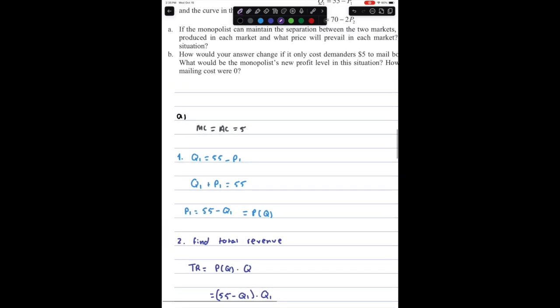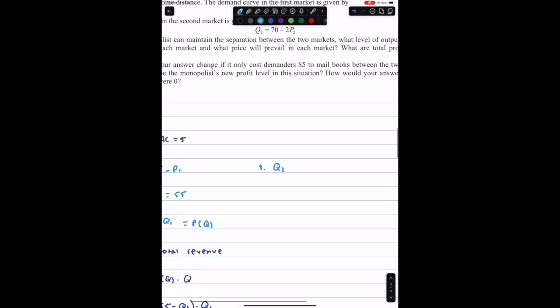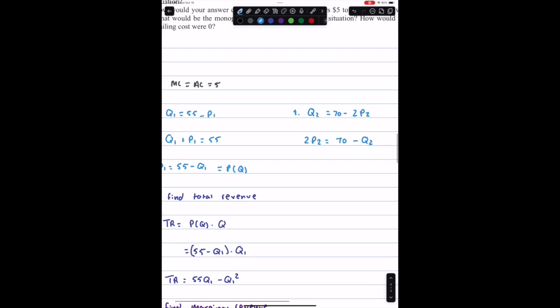Now we're going to do the exact same thing for the second demand function. I'm just going to go a little bit quicker. Q2 is equal to 70 minus 2P2, right? We know that 2P2 is going to be equal to 70 minus Q2. We have to divide both sides by 2, divide everything by 2. And we know that P2 is going to be equal to 35 minus Q2 over 2.